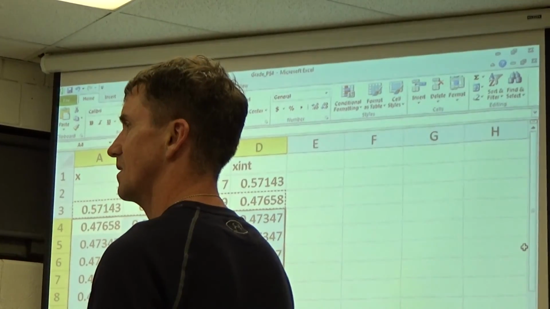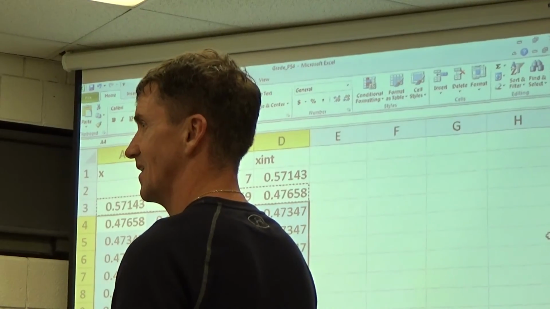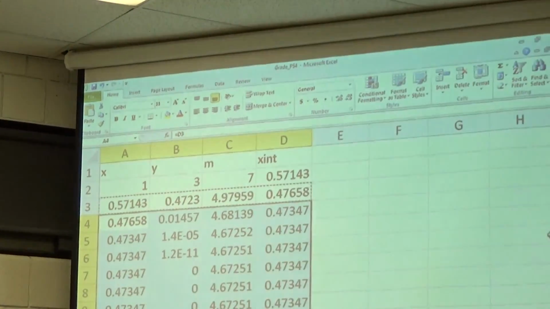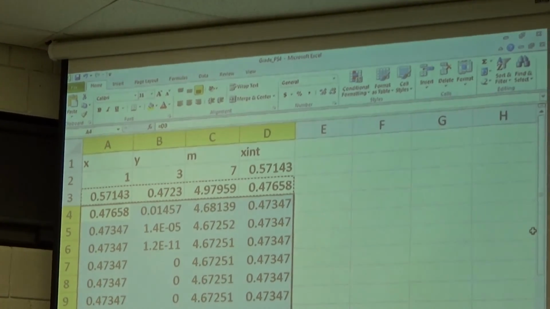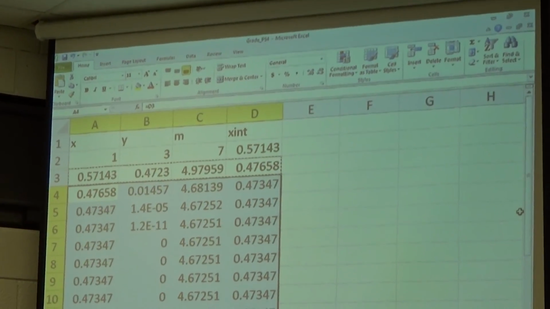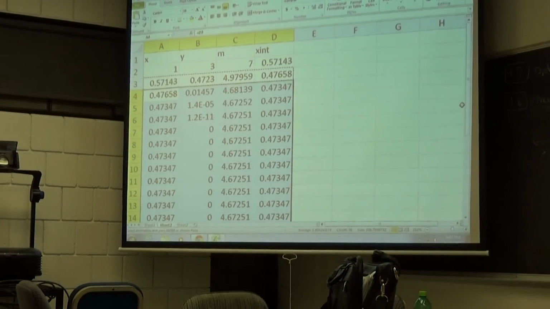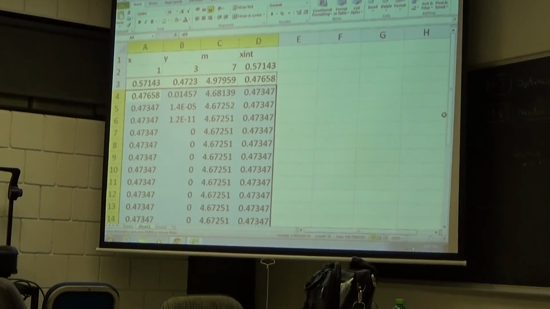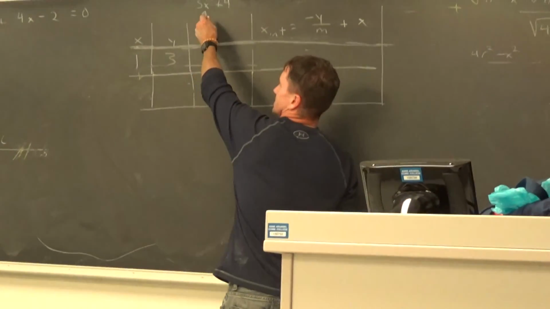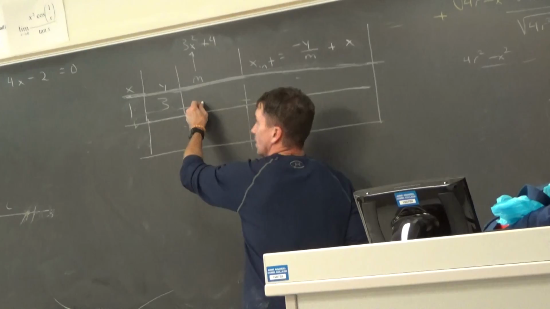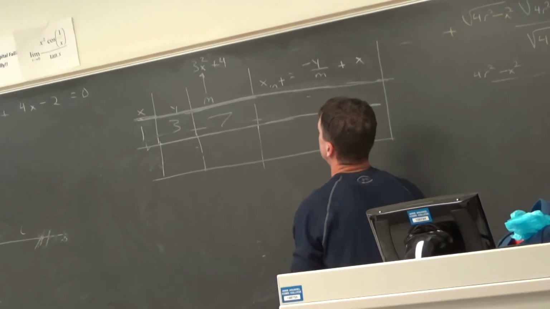The first Y is 3. Did it work? How do you get to the 3? To get this, you always have to plug this in. So what's 1 cubed plus 4 times 1 minus 2? 3, right? And then what's this? 3 times 1 squared plus 4? Oh, you didn't fill it out yet? Oh, 7. And then you do the x in.